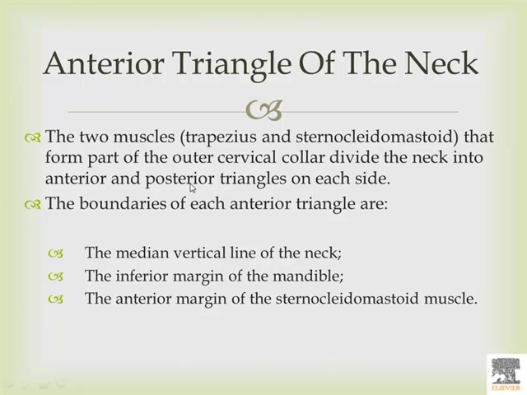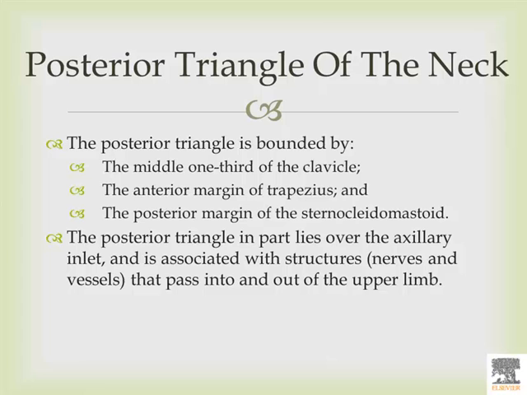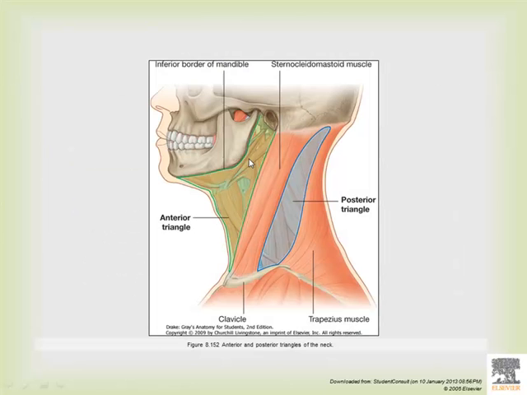Now we talked about the boundaries of the anterior triangle of the neck, and this slide talks about the boundaries of the anterior triangle. The next slide will talk about the boundaries of the posterior triangle of the neck and what structures pass through the axillary inlet, which are going to be nerves and blood vessels.